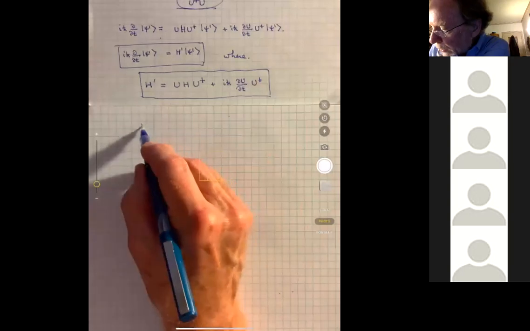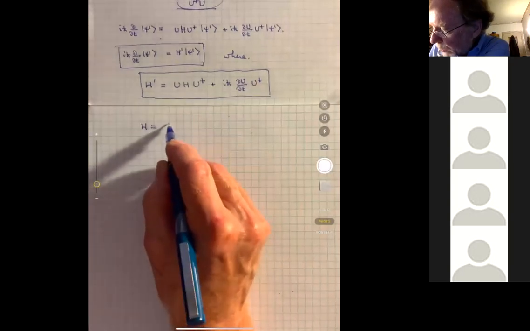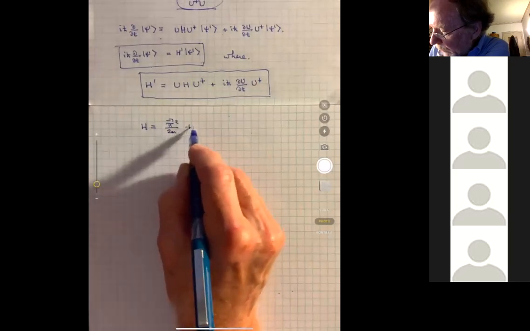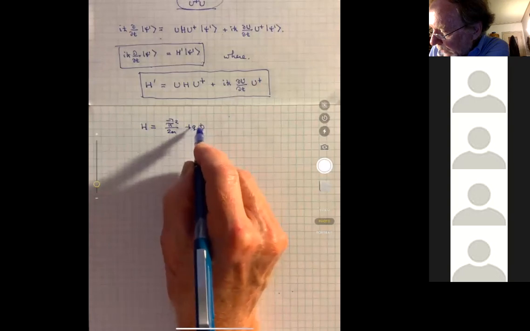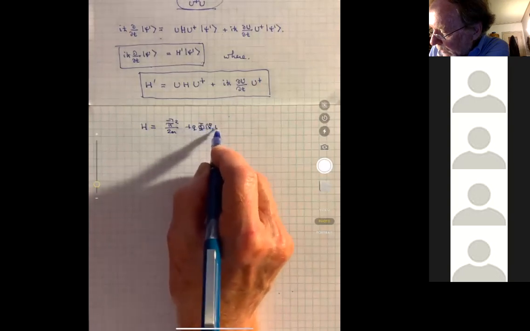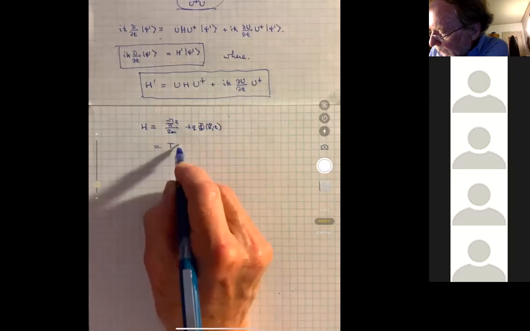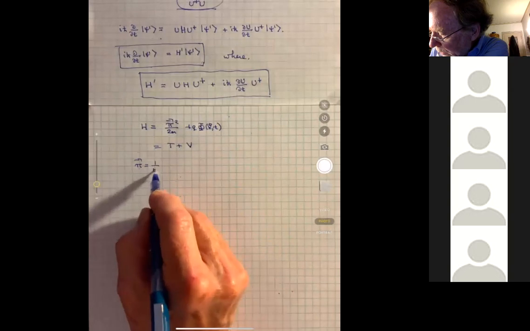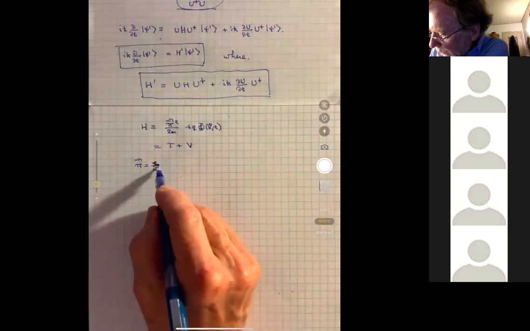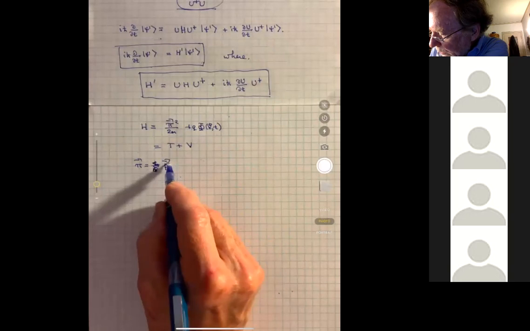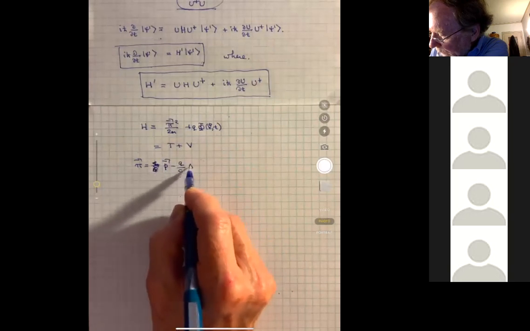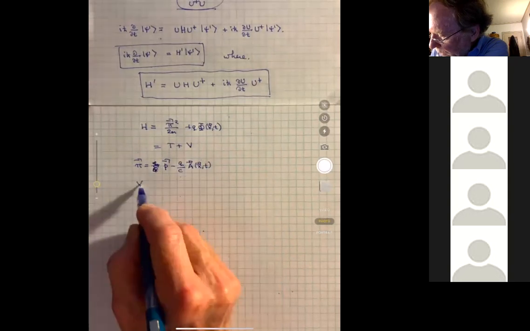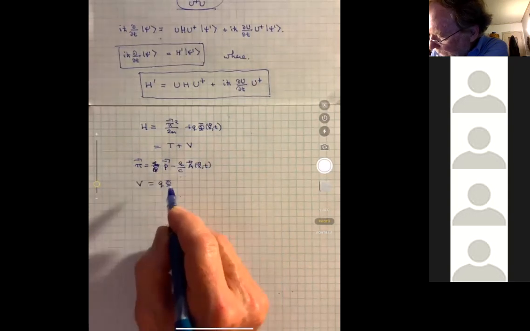Let's go back to the Schrodinger equation. Let me write the original Hamiltonian H as pi squared over 2m, plus q phi of x and t. I can write this as kinetic plus potential, if you will. Pi is given by p minus q over c A, which is a function of x and t. And of course, the potential V is given by q phi, which is a function of x and t.